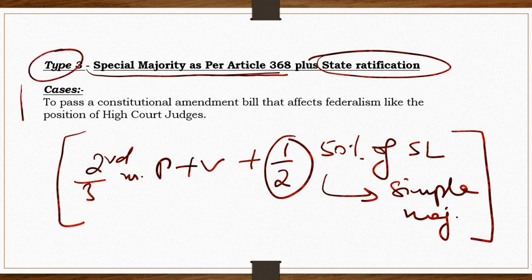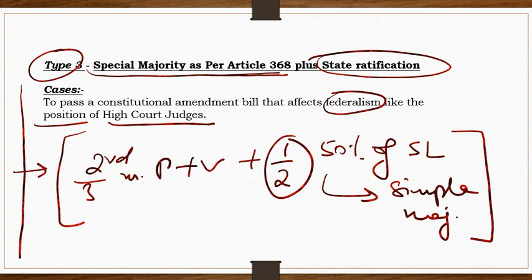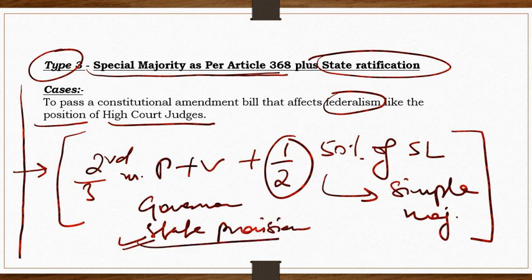Now, the cases where this is applied is when we have to pass a constitutional amendment bill that is affecting the federalism. For example, the position of High Court judges, or if any case that involves the governor. Okay, any of the state provision. In that case, we also need the ratification of states.